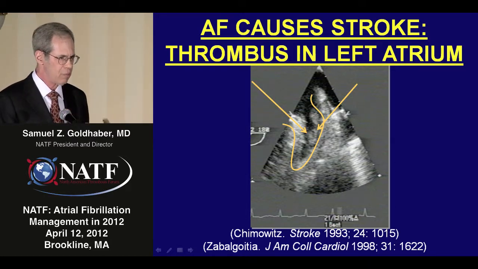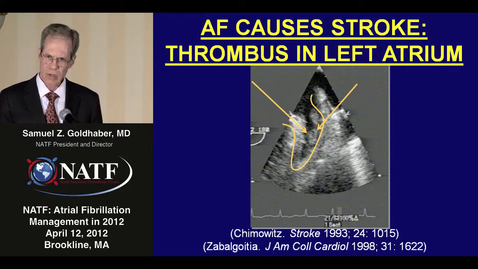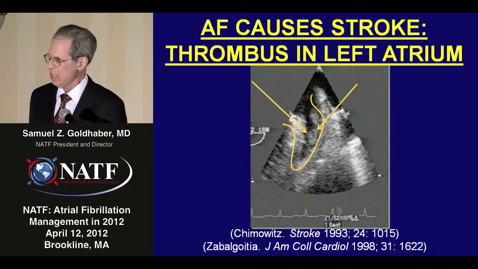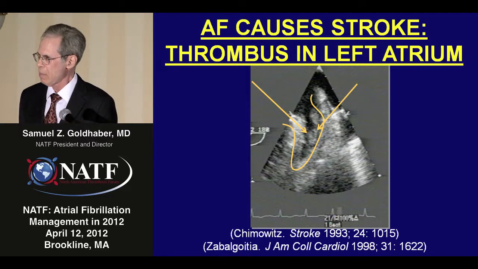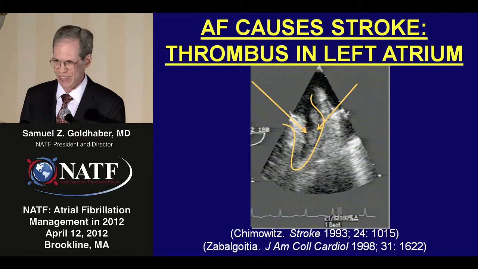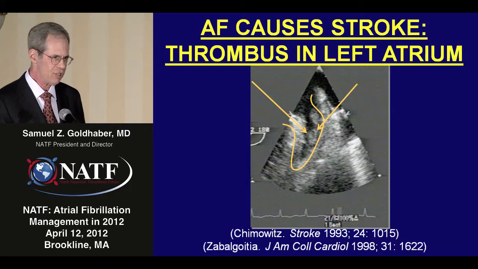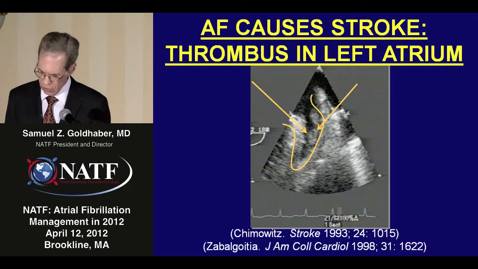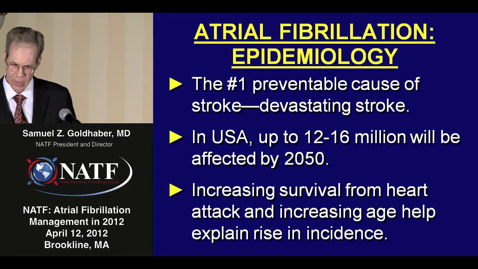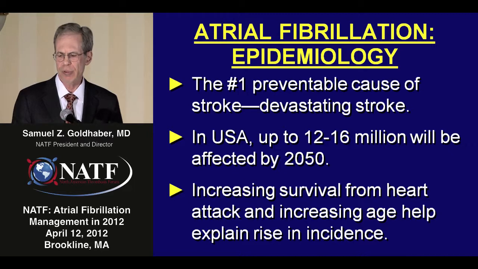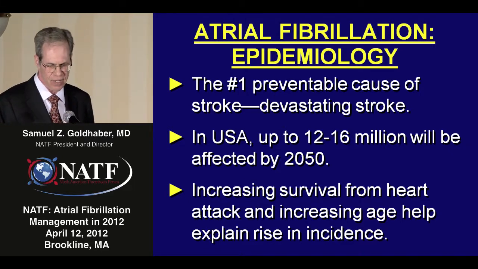And when these clots break off, they will often cause strokes, and these strokes are major strokes for the most part. 1 in every 6 of these strokes is fatal, and of the non-fatal strokes from atrial fibrillation, about half of them result in major residual neurologic disability. Atrial fibrillation is the #1 preventable cause of stroke, and we project by year 2050 between 12 and 15 or 16 million Americans will be affected by atrial fibrillation.